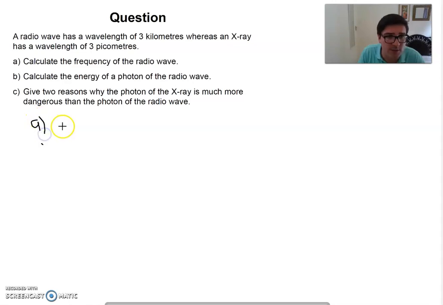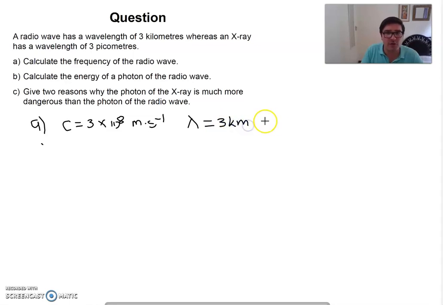So to calculate the frequency of the radio wave, we need the following information. We need the speed of the wave, and luckily we know that radio waves are electromagnetic waves, and therefore they will travel at the speed of 3 times 10 to the 8th meters per second. Then we also have the wavelength. Now they provide us with the wavelength as 3 kilometers. Now 3 kilometers is equal to 3,000 meters. So remember, you always have to convert to meters when doing these calculations.